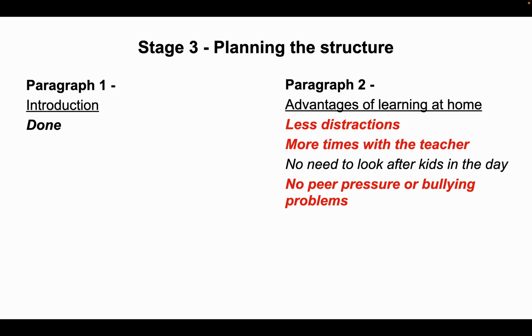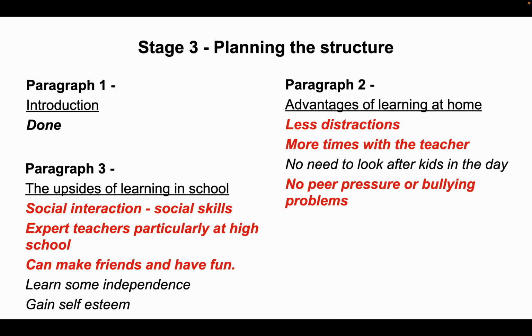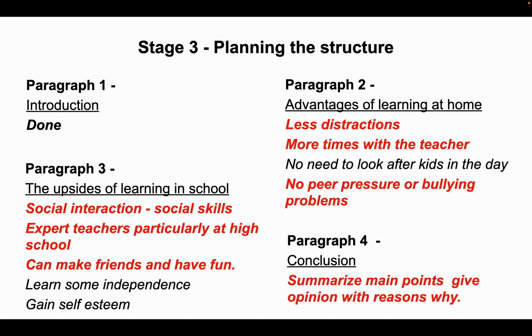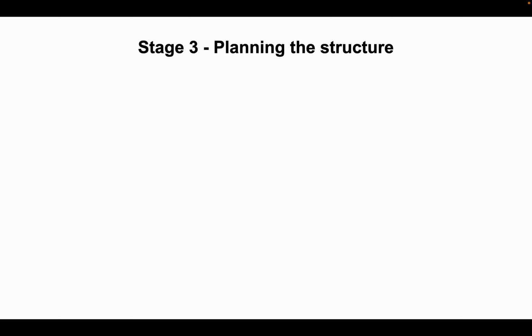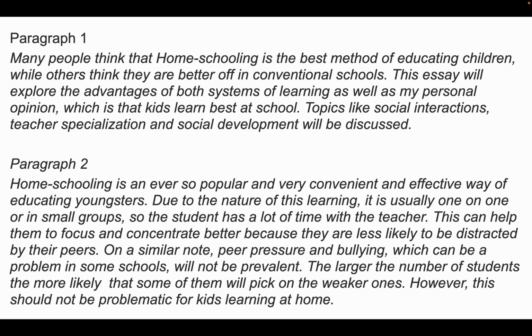Paragraph 2, I'm going to talk about less distractions, more time with the teacher, and no peer pressure or bullying. Paragraph 3, I'm going to talk about social interactions, social skills, expert teachers, particularly at high school, and can make friends and have fun. And then paragraph 4, I'm going to basically summarize the main points and give an opinion and reasons why. So that's pretty much the planning stage finished. So now I can go on and I can write the essay. The headings, paragraph 1, paragraph 2, paragraph 3, paragraph 4, I've put on there to help you when reading the essay. But don't put headings in your essays.